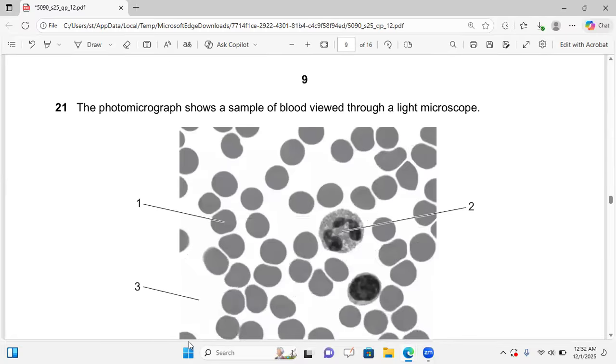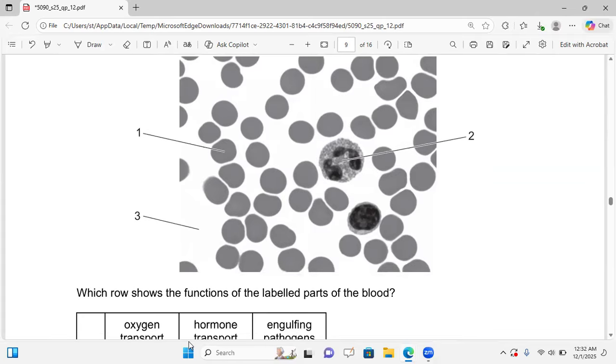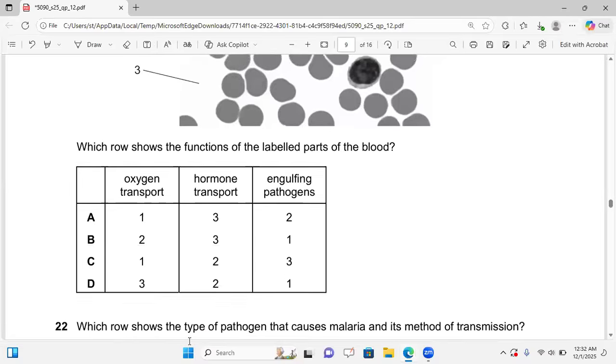All right. Okay, 21. The photomicrograph. A photomicrograph is taken by microscope, a sample of blood viewed through a light microscope. One, two, and three. So one is a red blood cell because it does not have any nucleus. This is a white blood cell, which has a proper nucleus, and this is platelets. And three is just like plasma because it is not a cell.